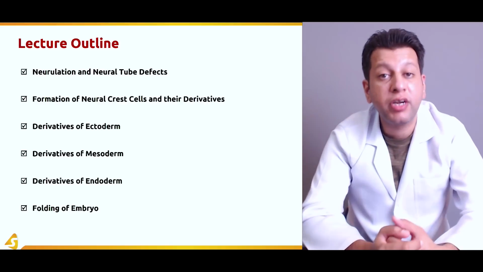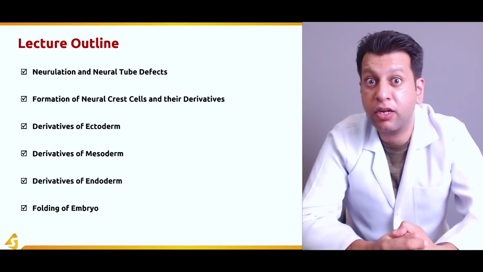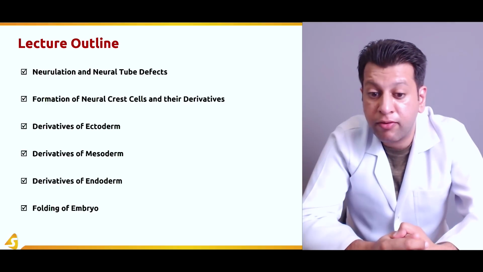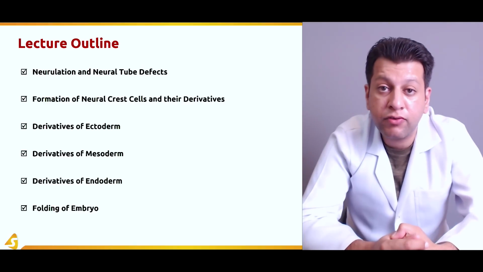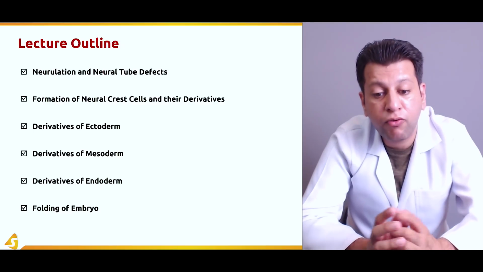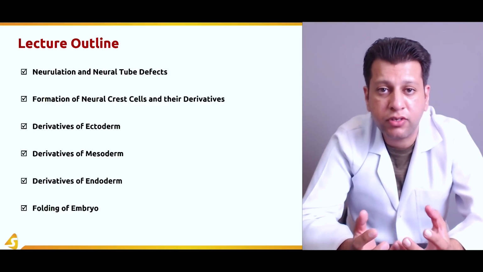So what have we covered today in this lecture? We have covered neurulation and neural tube defects, and the formation of neural cells and their derivatives. We have covered the derivatives of ectoderm, endoderm, and mesoderm, and how the folding of the embryo takes place to achieve the fetal position.